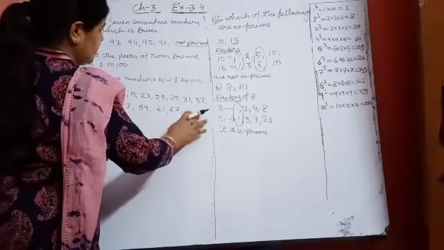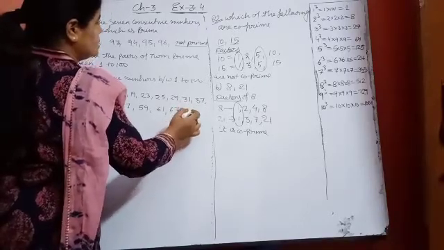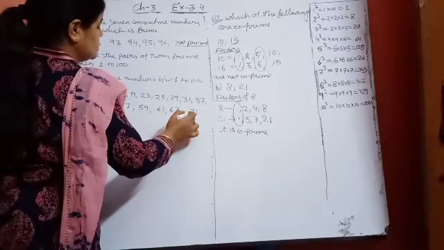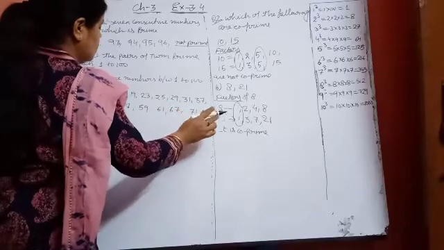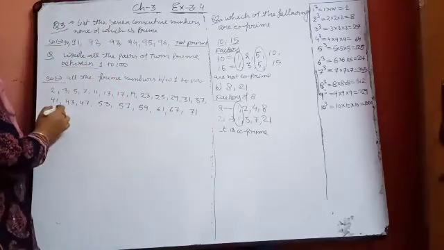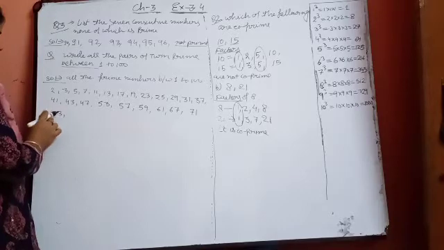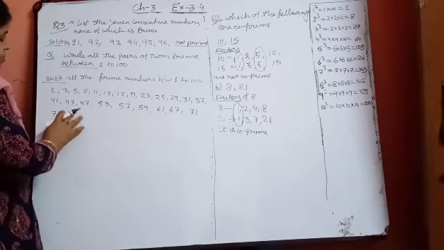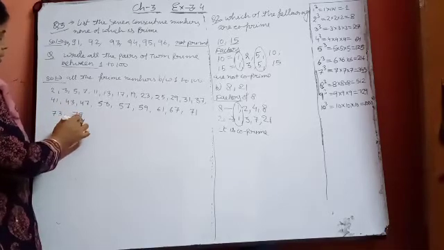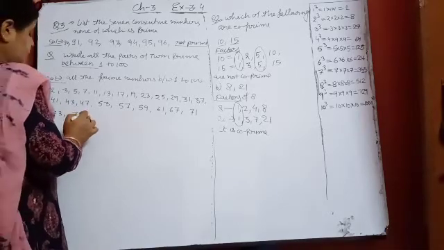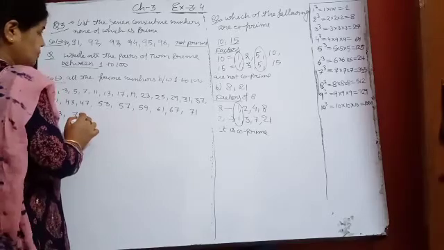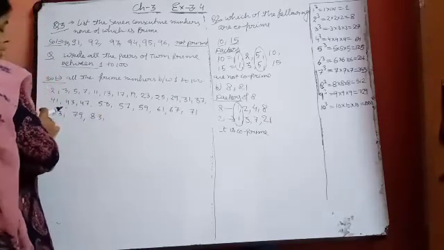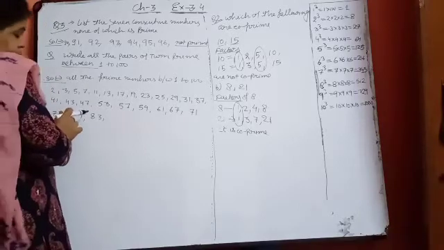It is divisible by 3. Then 70, 71. 71, 73. Then 75, 77. 77 is not a prime number. 79. Then 80, 81, 83. Okay. After 83, 85 will not be a prime number.